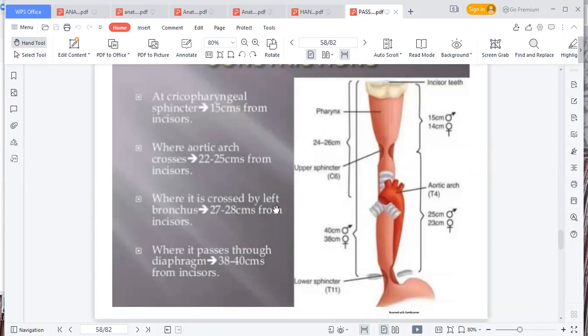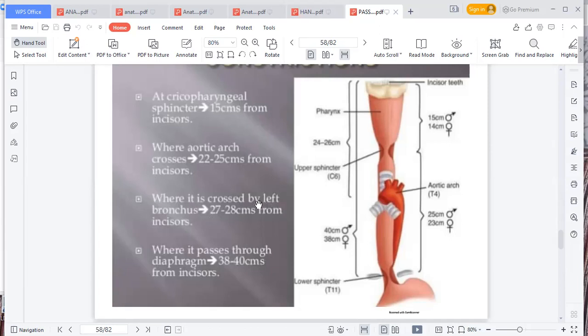The third one is where it is crossed by the bronchus, the left bronchus to be specific, which is here. You're able to see it there. So it's crossing there. I think the Zambia national team has scored there. Okay.